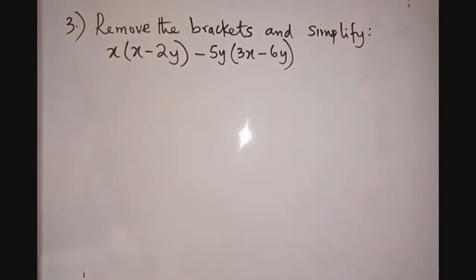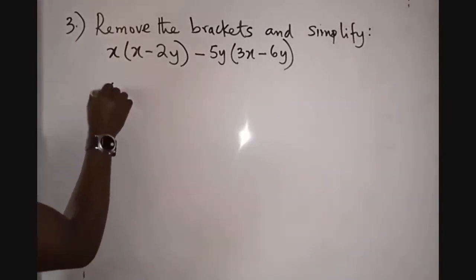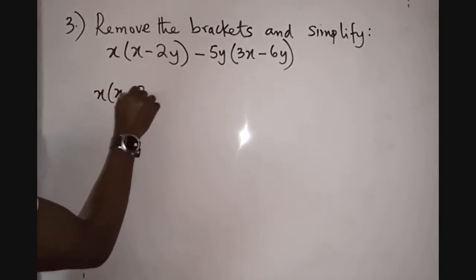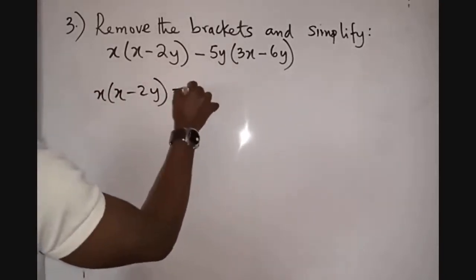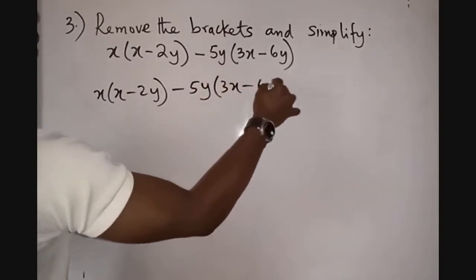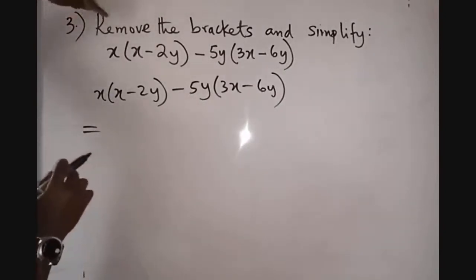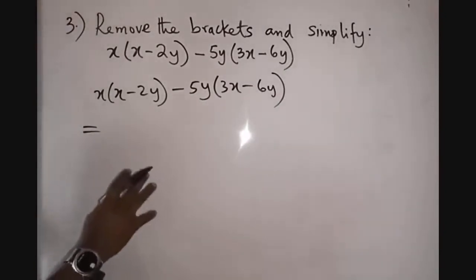Remove the brackets and simplify x into x minus 2y minus 5y into 3x minus 6y. Okay, x into x minus 2y minus 5y into 3x minus 6y. We're going to do exactly what we are asked to do. We are asked to remove the brackets. So let's remove the brackets.